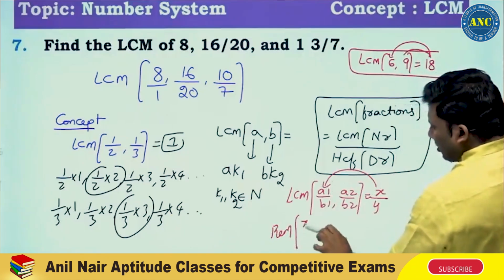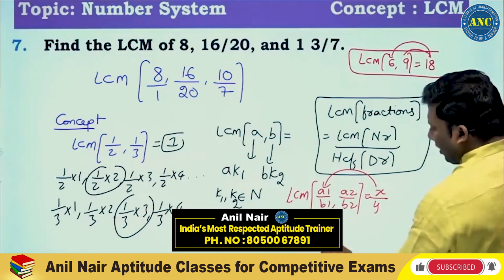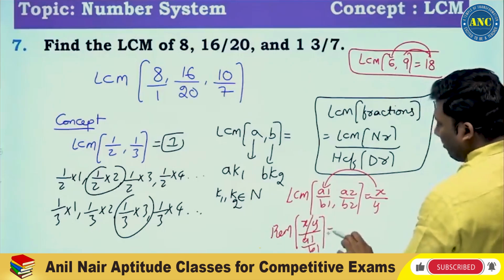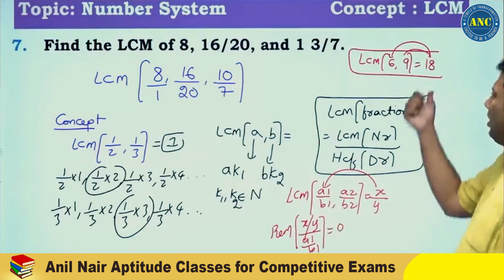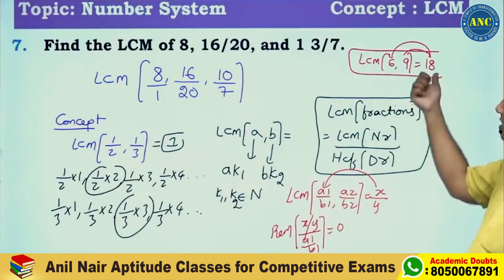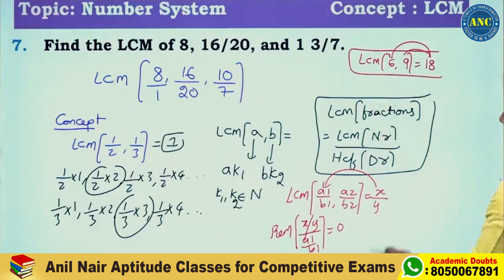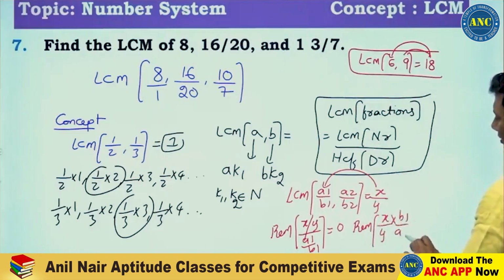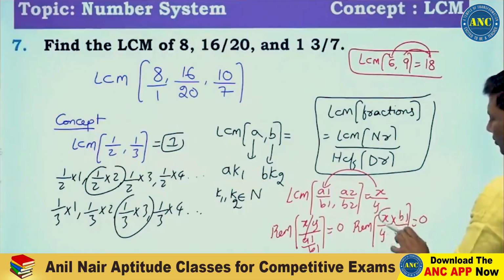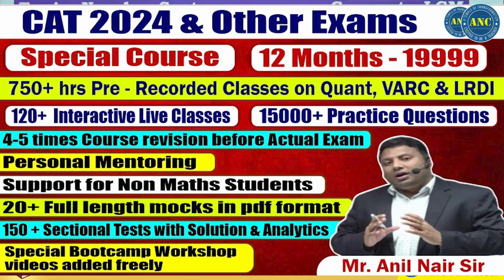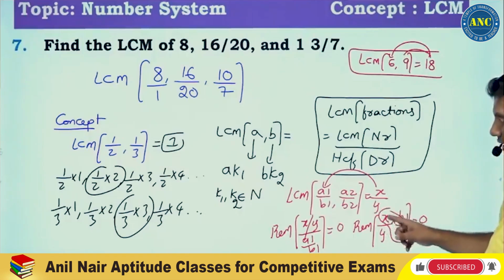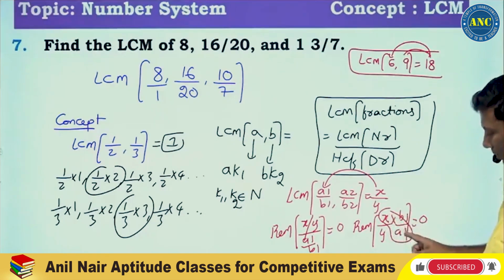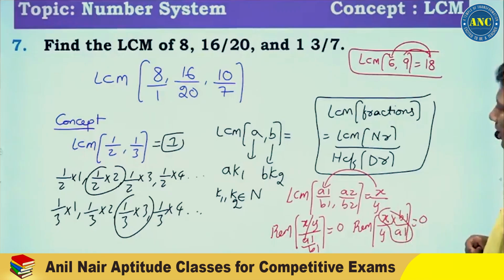If X by Y is a multiple of this number, then X by Y, when divided by A1 by B1, the remainder should be 0. 18 divided by 6, remainder 0. 18 divided by 9, remainder 0. So, this is nothing but X by Y into B1 by A1, and it should be 0. Now, if you see, X should be a multiple of A1. Yes or no? X should be a multiple of A1.